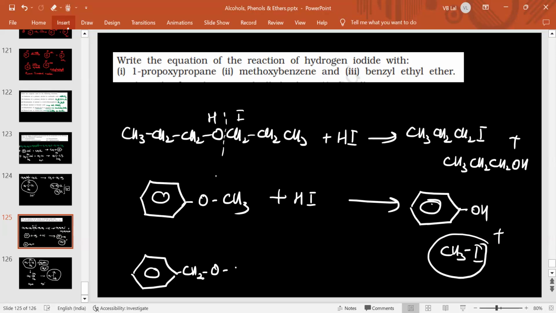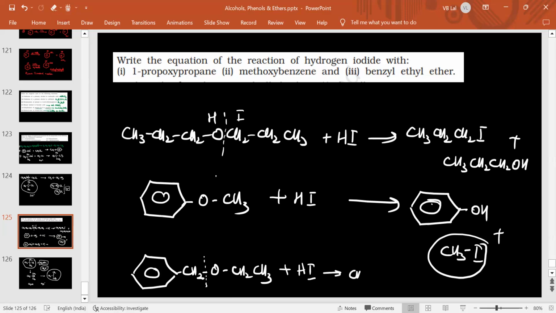CH2O, CH2, CH3 and HI. Now what will happen? Which side will the carbocation be formed more easily? Now this benzyl carbocation is very stable, isn't it? So the bond will break here. So what will I get?